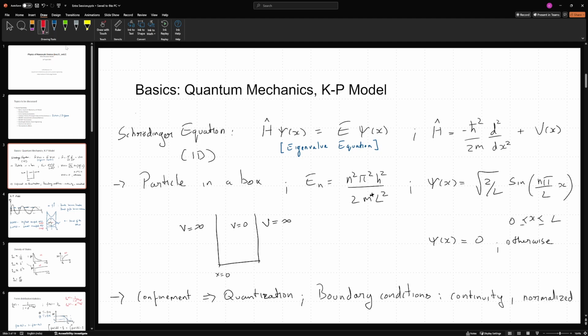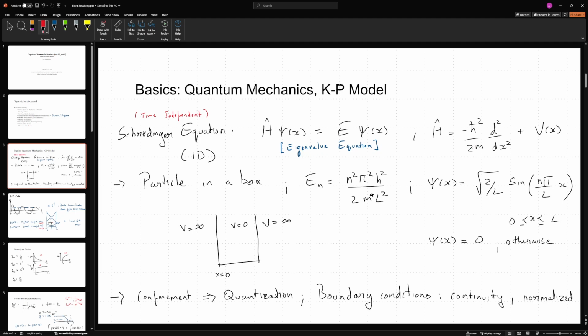This is the time independent Schrodinger equation, just to make things clearer. There is a time dependent version of this equation, but that is not relevant for this course. So this is the time independent Schrodinger equation, where we are talking about the eigenstates or the eigenfunctions of the Hamiltonian.